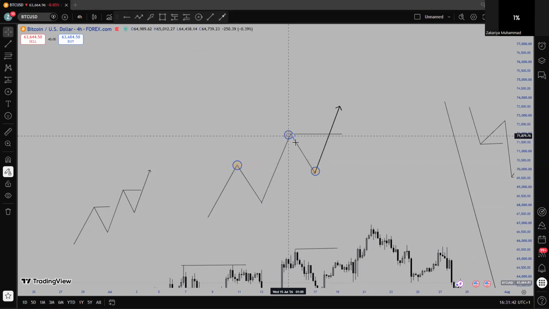So impulsive move, and where to expect another continuation of what? No, correction move, right? And where to expect continuation of this impulsive move is where internal structure is very important. External structure determines our overall bias, which is the higher time frame. Internal structure determines where to expect reversals and where to expect those impulsive moves to come from.